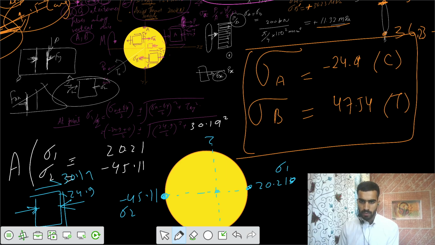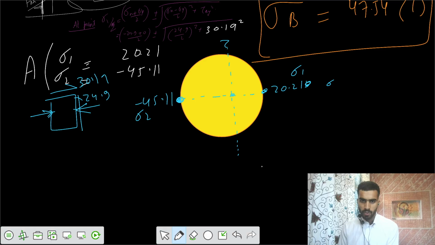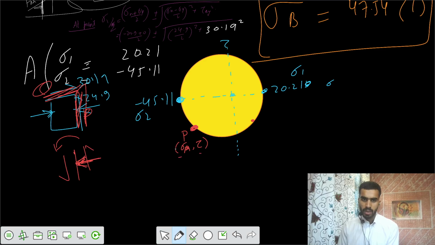So if I have those planes, I would say this is some plane P and Q. This is on plane P, and this is some plane Q. For plane P, there is some stress in this way and some stress in this way. So anti-clockwise tau would be somewhere here, and sigma is also negative, that means on this side. There is some plane P such that here the values are sigma A comma tau, both are negative.